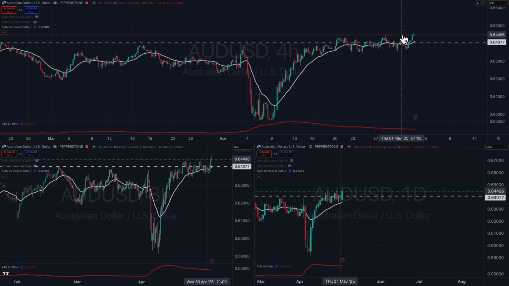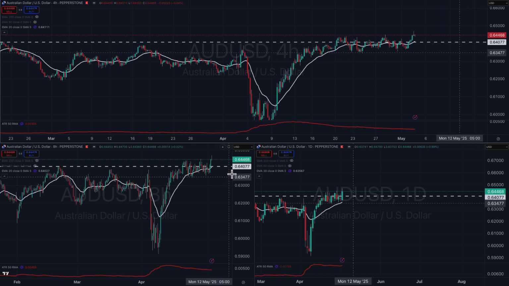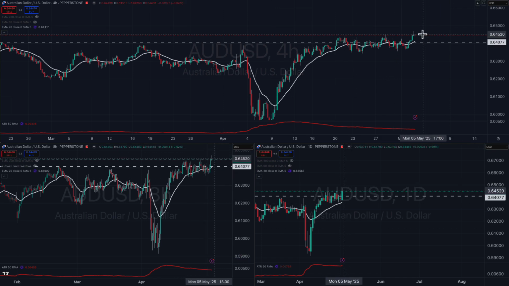So when we get that, and it can be on a 4-hour chart, it doesn't just have to be the daily or the 8-hour chart, once the market closes above that level, that will be your signal to get in on the long side. Now, if you aren't going to be in front of your screen, if you aren't going to be able to check it regularly, the other thing that you can do is set an order to get you in above this level here.